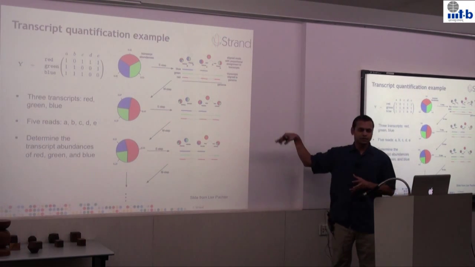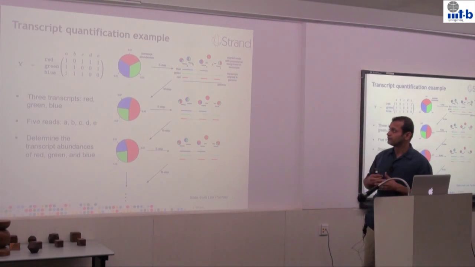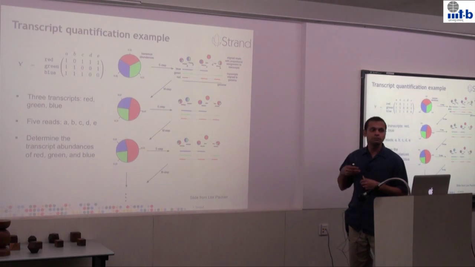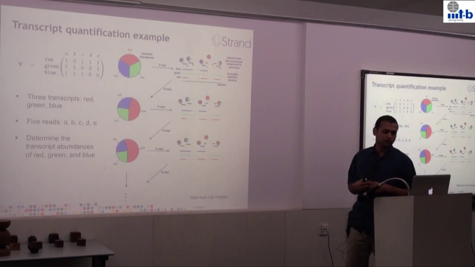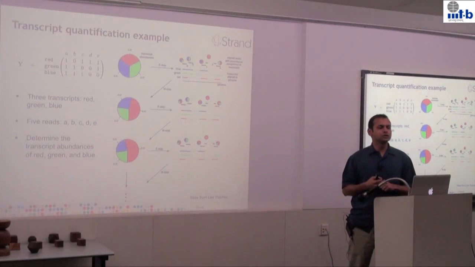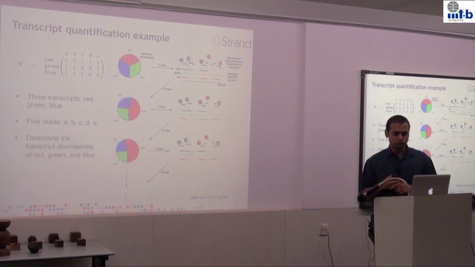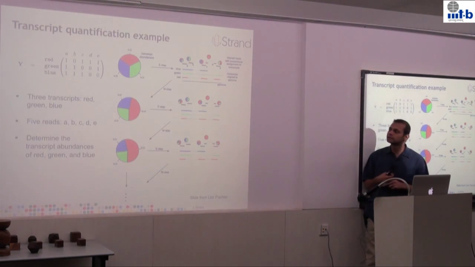Just the iteration steps are shown: how the expectation step changes the mapping of the reads to these transcripts, and then how the M step recomputes the abundance of these transcripts. Ultimately the abundance of transcripts doesn't change as much, and that you take as the final abundance. So this is what we use to estimate which isoform of the gene is active.